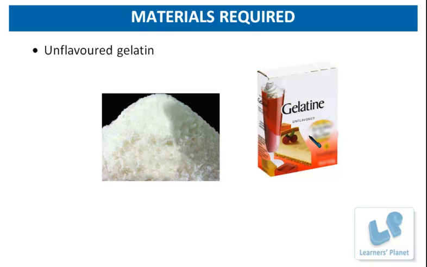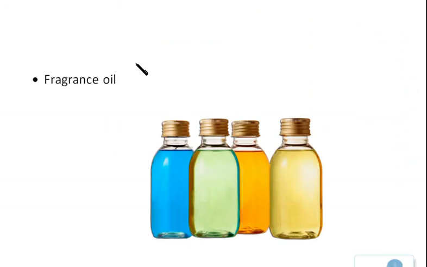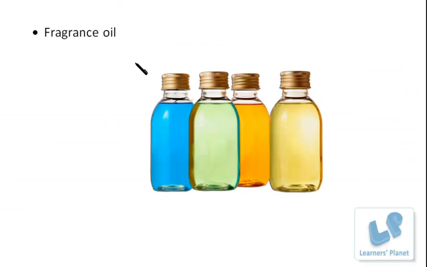It is found in most gummy candies and other products like gelatin dessert and some ice creams and yogurts. Right? So this is the first material which is to be used in making gel air freshener. The second material which is used is the fragrance oil.